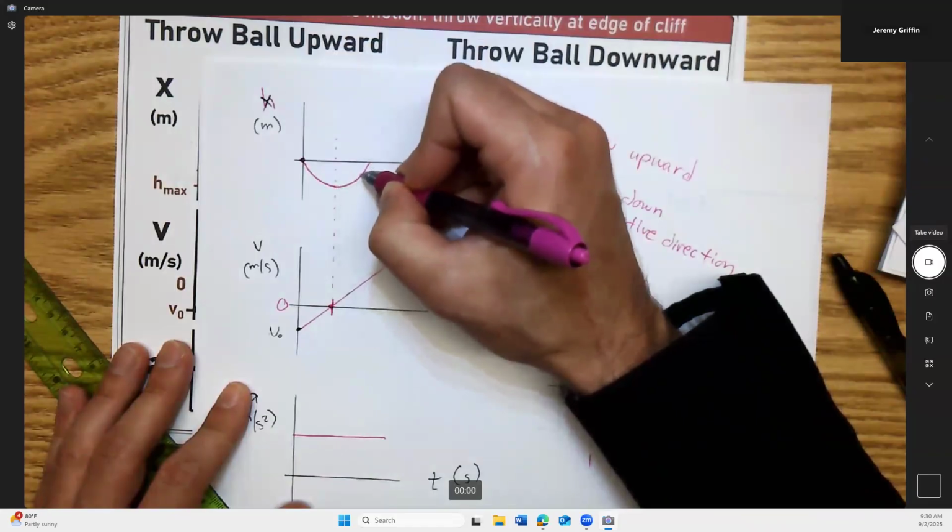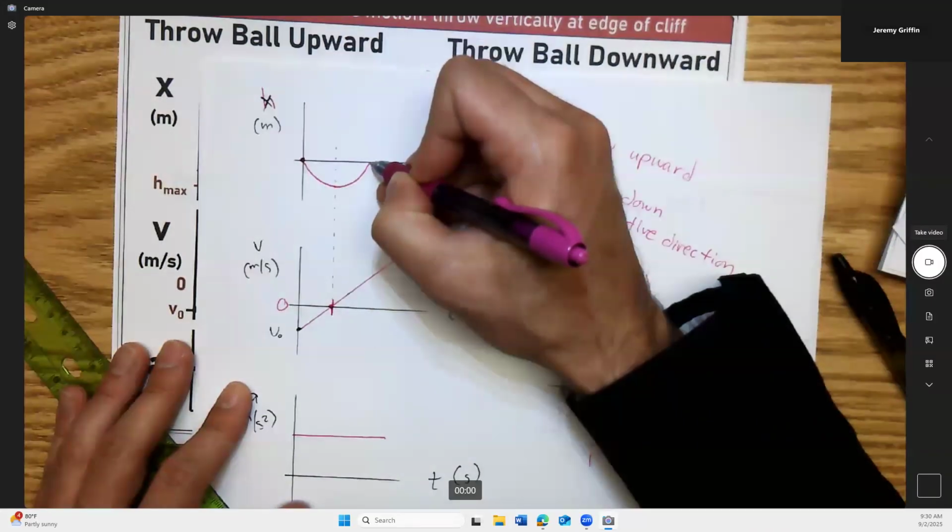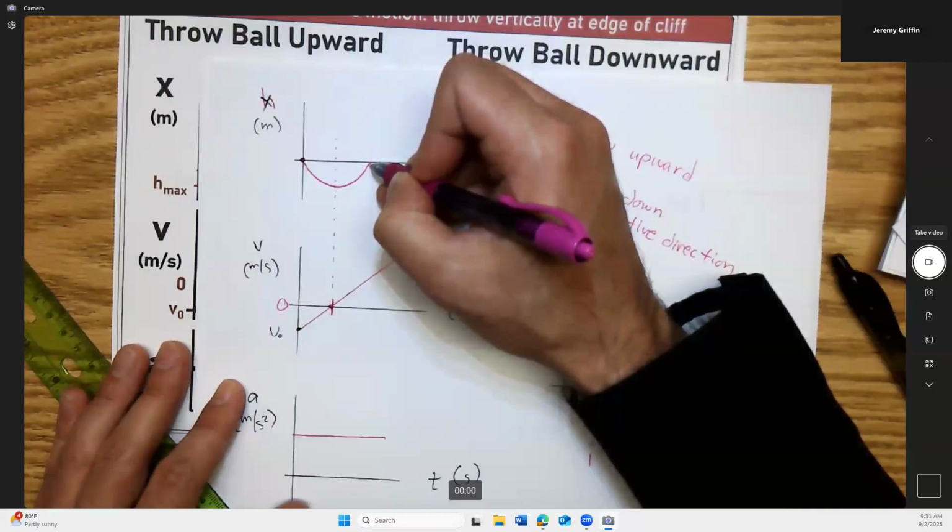Does it take another 3 seconds to go back to the top of the cliff? Yeah. And now, see if it took 3 seconds. Oh, I guess that means you threw it at 30 meters per second, isn't it? Like the starter question today?